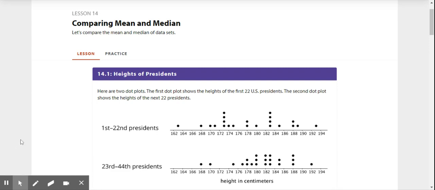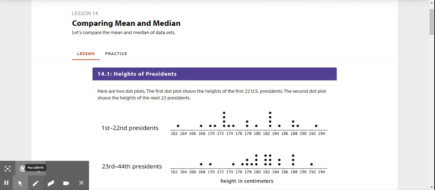Hi class, and we're back with lesson 14, comparing mean and median. You'll find that this lesson's pretty short. I don't do all the activities because it just doesn't really work in this format. But you'll have extra time to practice with Khan Academy if you want to get more practice there.